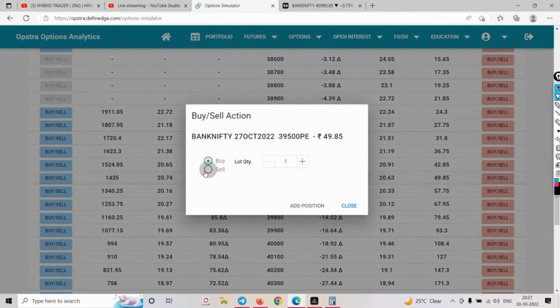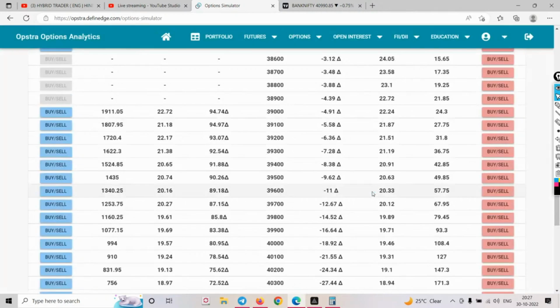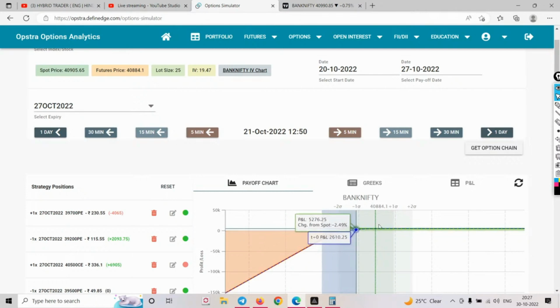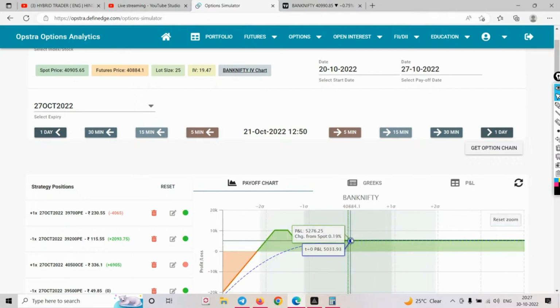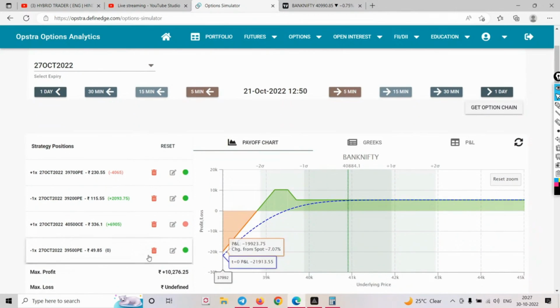I'll sell one. If you have more capital, you can sell more also. I'm just showing you one template, that's it. So this is how your payoff will look. The moment we sold, your profit has increased from 4,000 to 5,300 with just one adjustment. If you are very aggressive and want more profit on this side, you can go for a double lot.